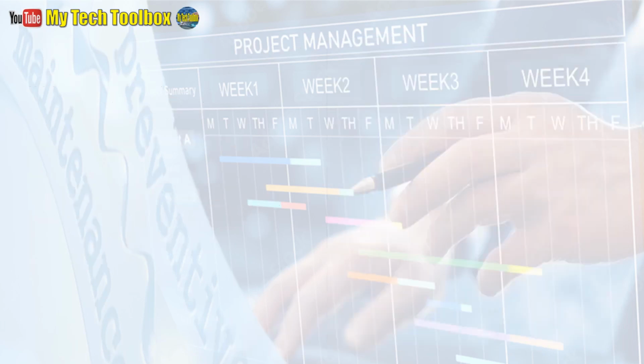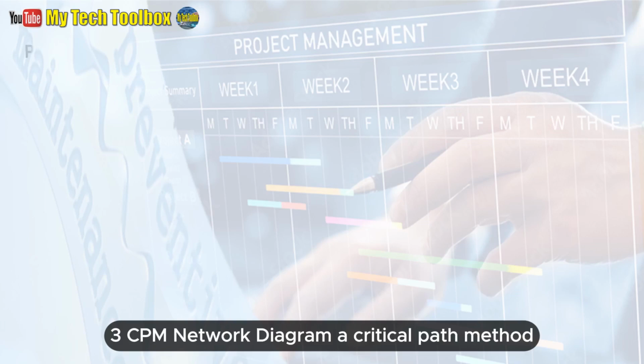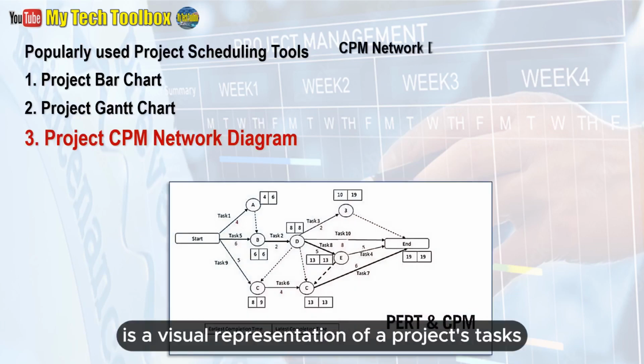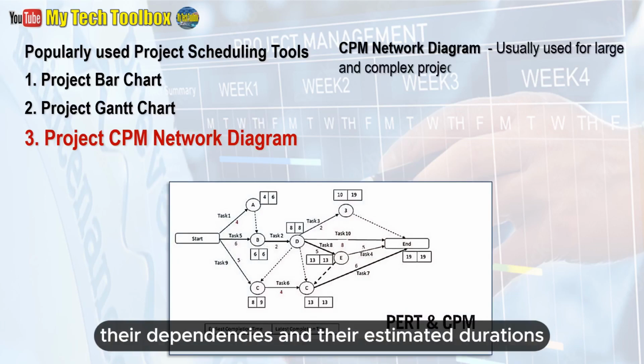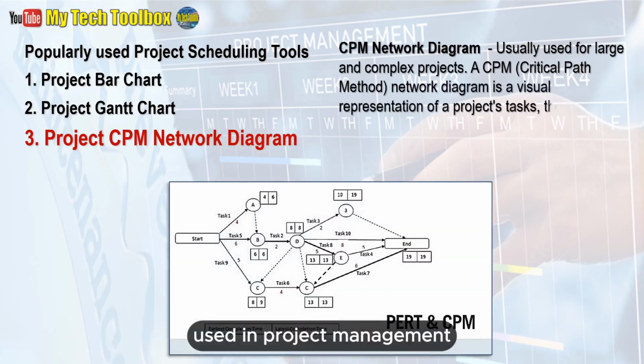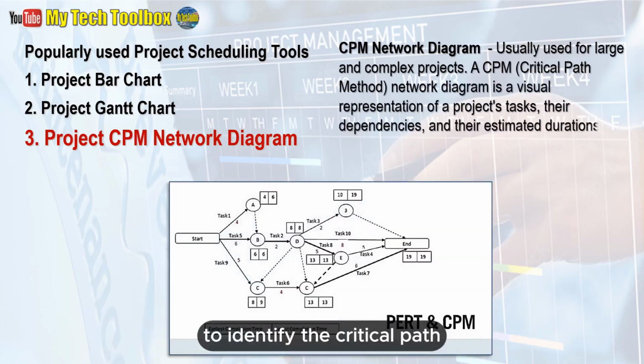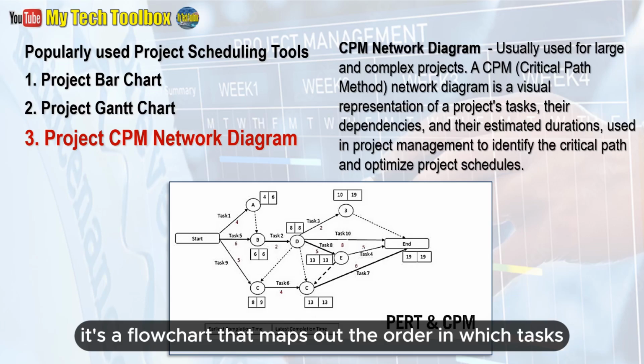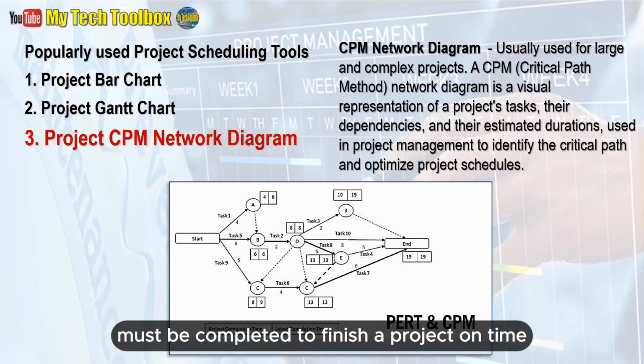3. CPM network diagram. A critical path method network diagram is a visual representation of a project's tasks, their dependencies, and their estimated durations, used in project management to identify the critical path and optimize project schedules. Essentially, it's a flowchart that maps out the order in which tasks must be completed to finish a project on time.